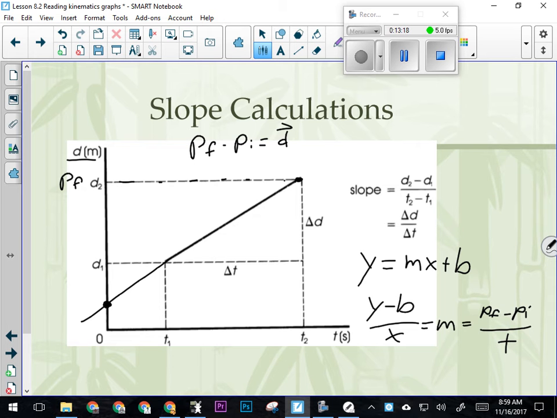So by finding my change in position, that's what D is, my change in position is displacement. By finding my change in position and dividing it by the time, I get velocity. That's where the formula V equals D over T comes from. It's the slope of a line on a position time graph.